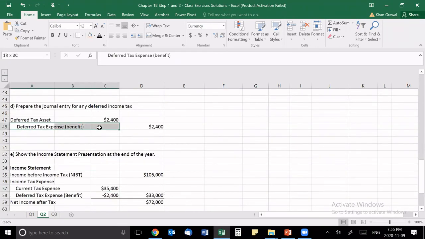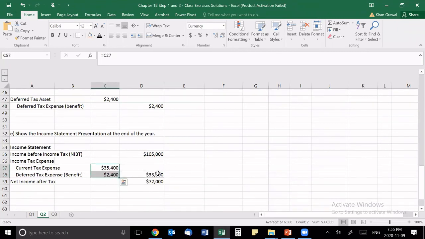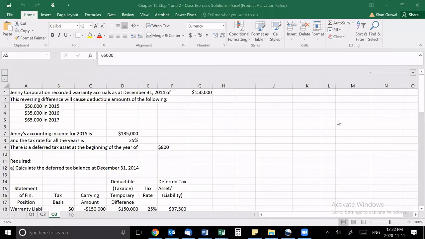And then we had a deferred tax benefit of 2,400. So that was a credit amount. If you subtotal these, that gives you 33,000 as your expense. 105,000 minus 33,000 gives you 72,000 as your net income after tax. Okay, so just closing it off with a quick income statement presentation here. All right, let's move on to question number 3.